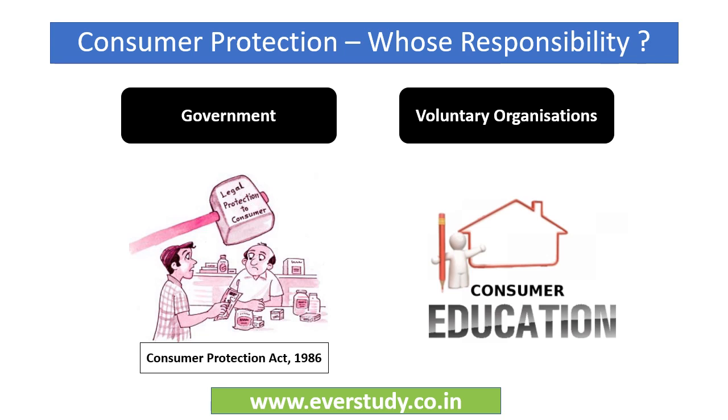Now if we take a look at consumer protection, whose responsibility is it? Is it only the responsibility of the voluntary organizations or the business or the private sector, or is the government sector also involved in consumer protection? So here the answer is all. They are involved in consumer protection. For example, the government is involved because it has passed and is executing the Consumer Protection Act of 1986. And the voluntary organizations are organizing awareness or education campaigns, and through this they make sure consumers remain protected and aware.